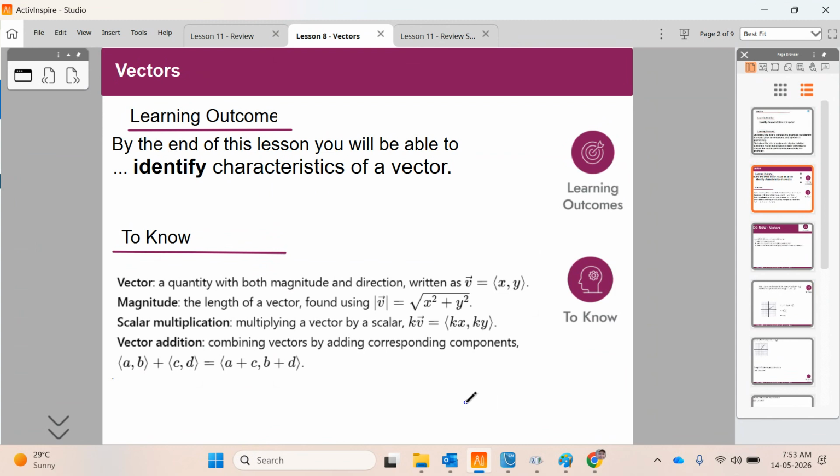We have a little bit of basic understanding of what a vector is with 2 lessons on vectors. Vectors lesson 8, part 1 and 2. And then lesson 9 is vector-valued functions, and then we'll do a little bit with matrices, and then we'll have our end of unit test. So today we're introducing what is a vector and our ability to identify the characteristics of a vector.